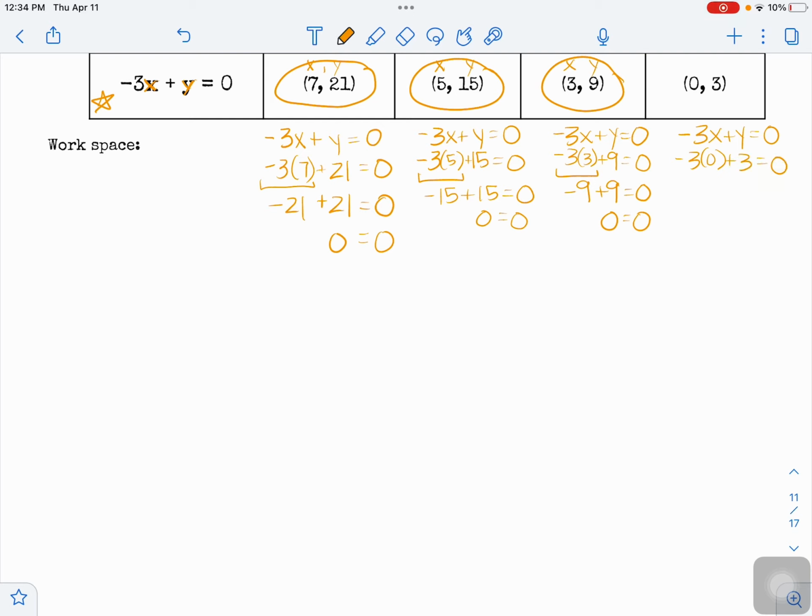All right. Negative 3 times 0 is 0. 0 plus 3 is not 0. So this fourth and last point is not on the same line as these 3. But these 3 all line up along the line represented by this equation.